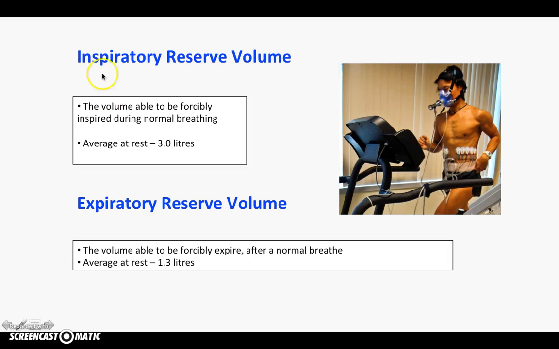Now this is pretty much tidal volume. Tidal volume is the amount of air we breathe in during inspiration or expiration. Well, this is very similar. Inspiratory reserve volume, it's the volume able to be forcibly inspired during normal breathing, and the same goes for expiratory reserve volume.